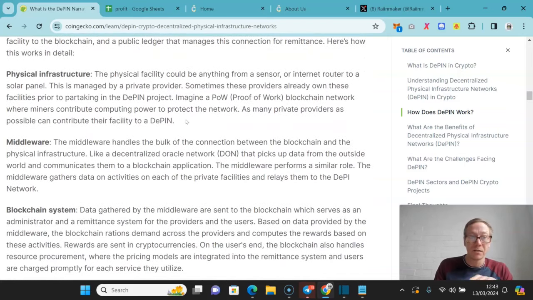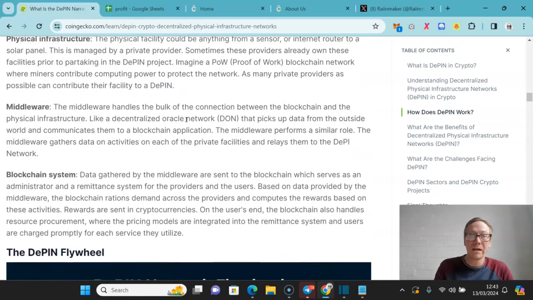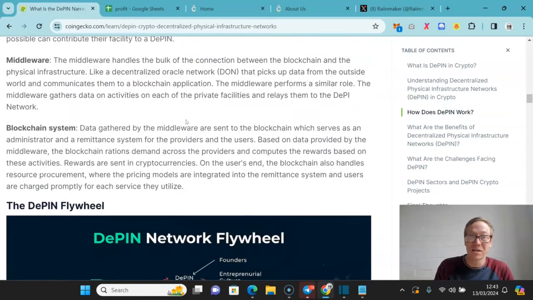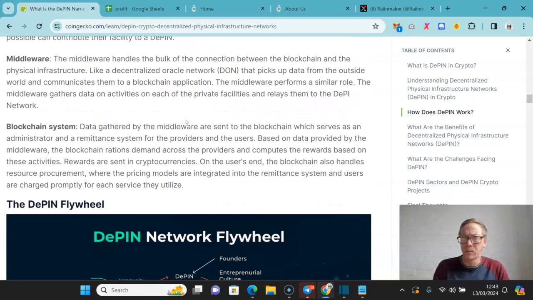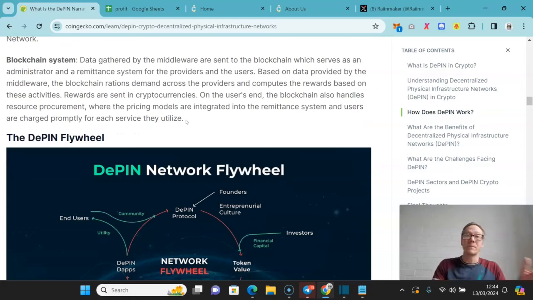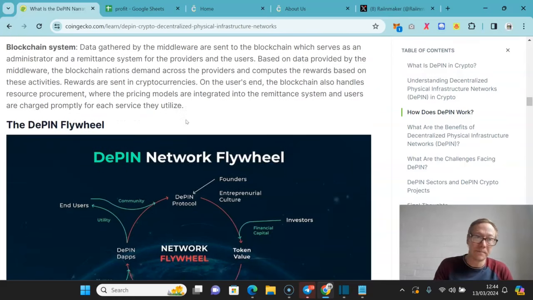Physical infrastructure is the facility that could be anything from a sensor or internet router to a solar panel. You've got middleware, which handles the bulk of connection between the blockchain and the physical infrastructure. So that's quite often a decentralized oracle network, which picks up the data from the outside world and communicates it onto the blockchain. And then you've got the blockchain system, which is the data that's gathered by the middleware and sent to the blockchain, and that's how the records are kept.